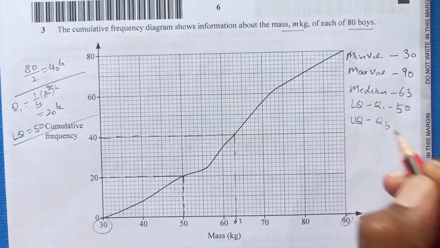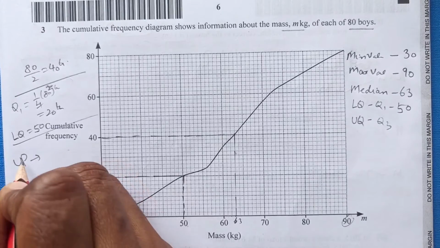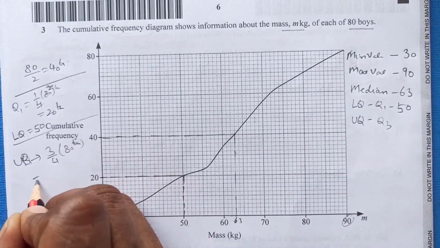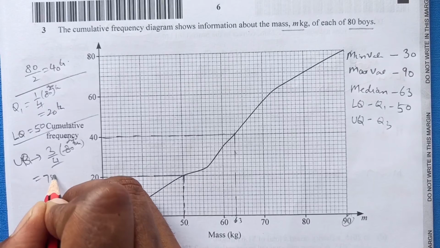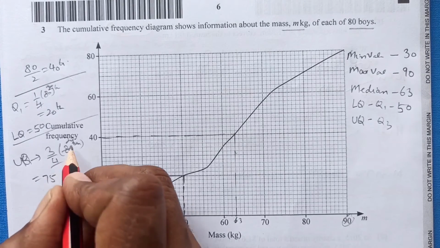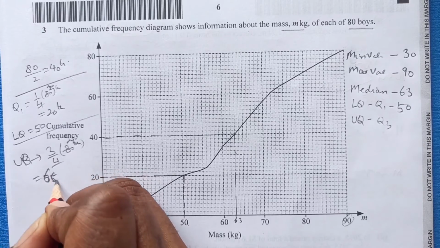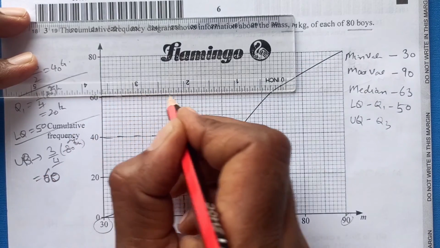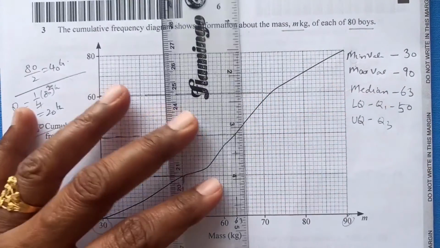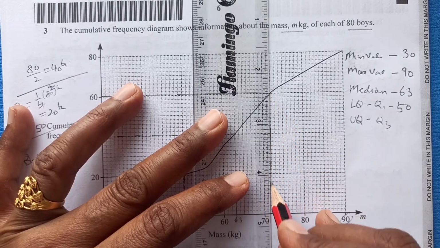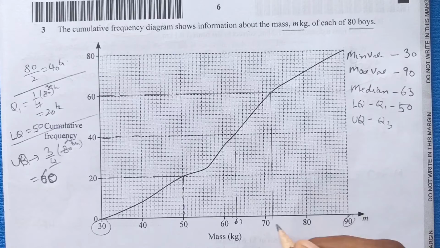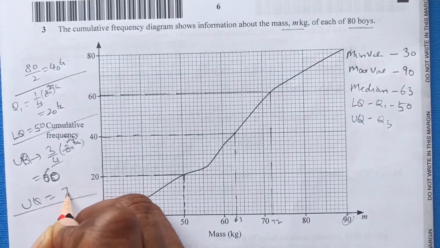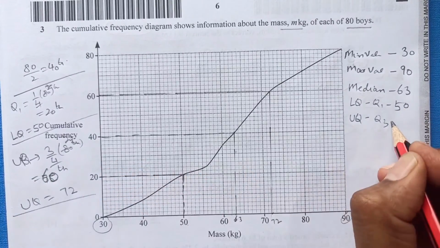So lower quartile is 50 and upper quartile. For the upper quartile we are looking for 3 by 4th of 80, right? 3 by 4 of 80, and this is 20 times 3, sorry, 20 times 3, 60. So we are looking for the 60th. So again we will go along this line here, right? Going down, which is here, it is this one, it is 72, right? So upper quartile is 72. So this is 60th value, so this is 72.